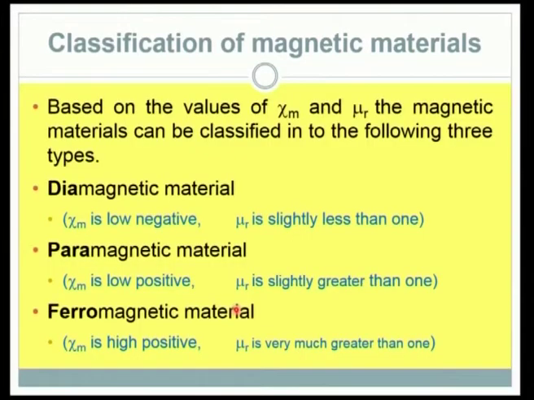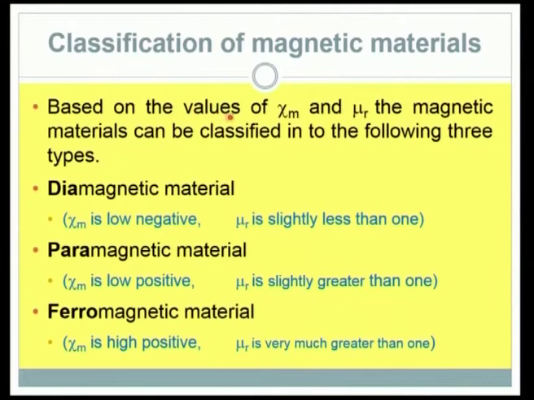On what basis we classify them into dia, para, and ferromagnetic materials? It is mainly based on the values of relative permeability and the magnetic susceptibility. Shall we have a look at the way in which these values vary for these magnetic materials?